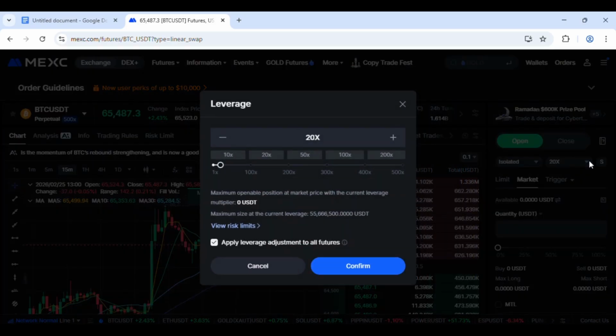Step 4. Choose leverage. Now select your leverage. You can choose anywhere from 1x to 200x on some trading pairs. Example, if you use 10x leverage with $100, you control a $1,000 position. But be careful, higher leverage means higher risk of liquidation. For beginners, I recommend using 2x to 5x maximum. Never start with high leverage.